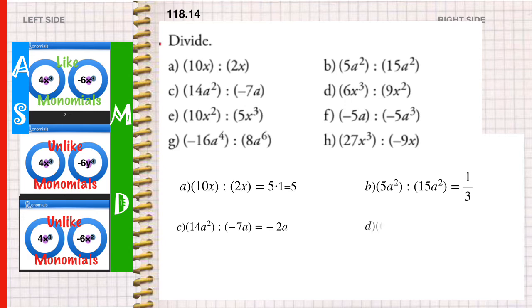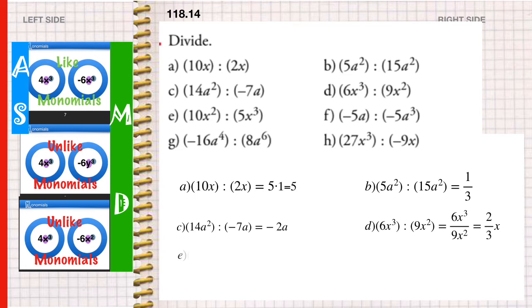D. 6x cubed divided by 9x squared equals 6 divided by 9. When you simplify, 6 over 9 is 2/3, and x cubed divided by x squared, keep the same base and subtract the exponents. The final result is 2/3 x.